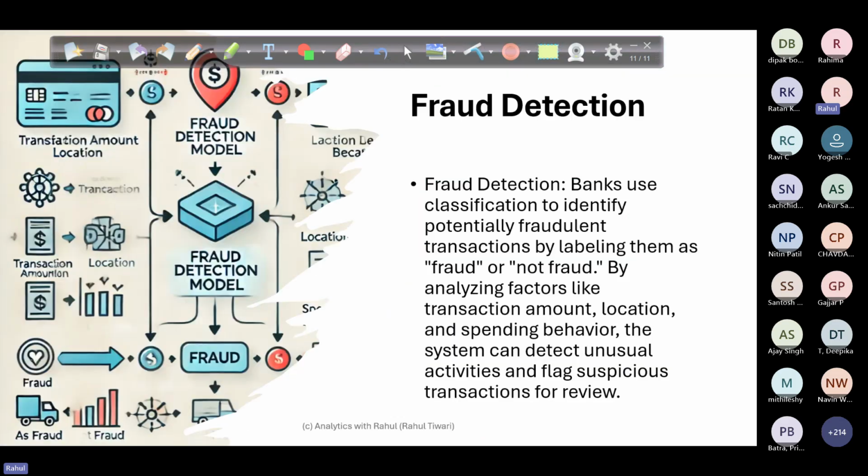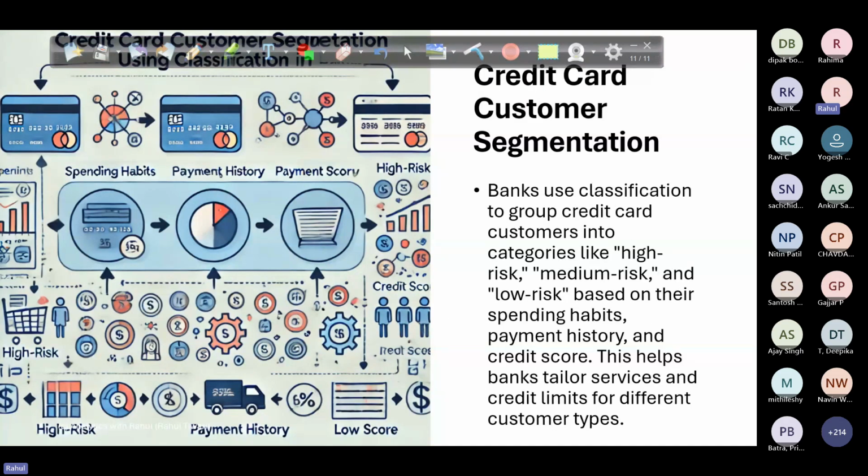Fraud detection. Banks use classification to identify potentially fraudulent transactions by labeling them as fraud or not fraud. By analyzing factors like transaction amount, location, and spending behavior, the system can detect unusual activities and flag suspicious transactions for review. So here also, whether the transaction is fraud or not is what I'm trying to predict, which is again a part of classification.